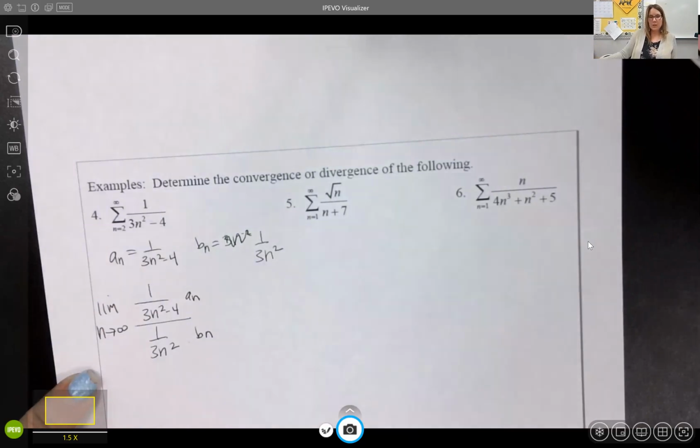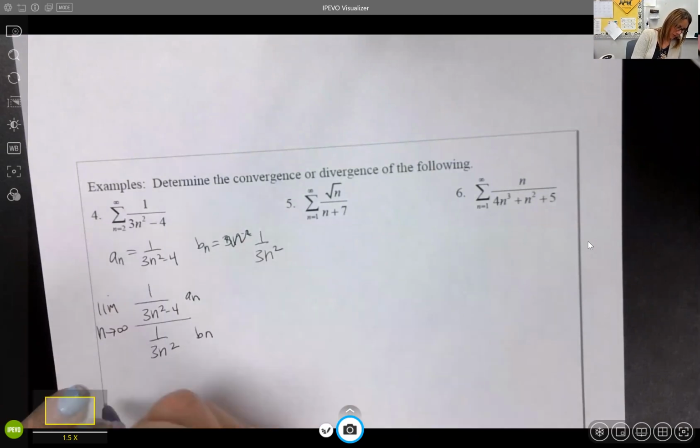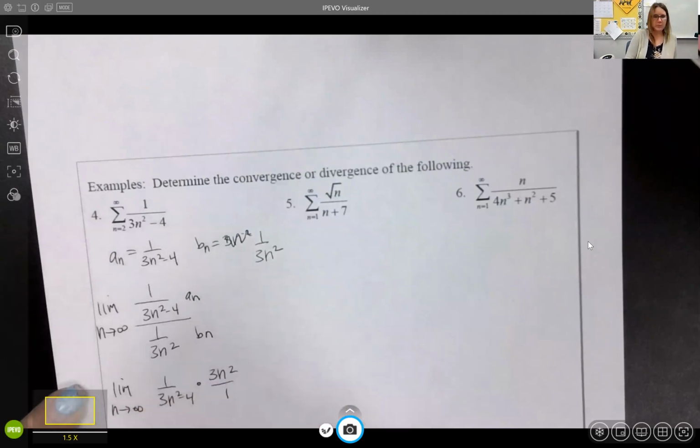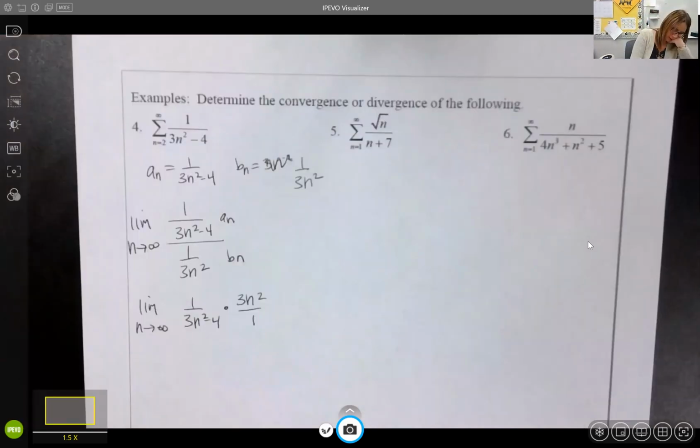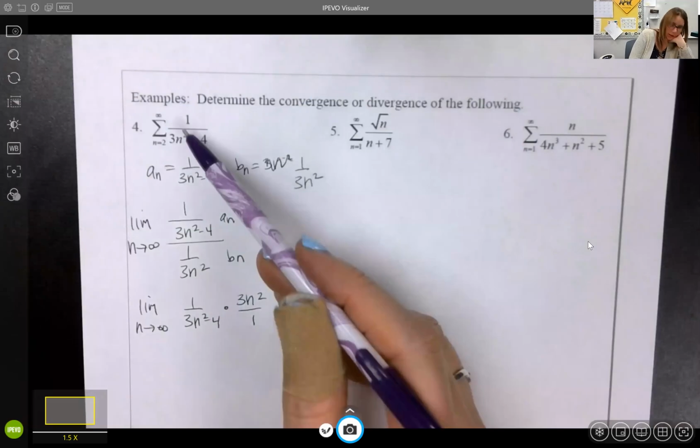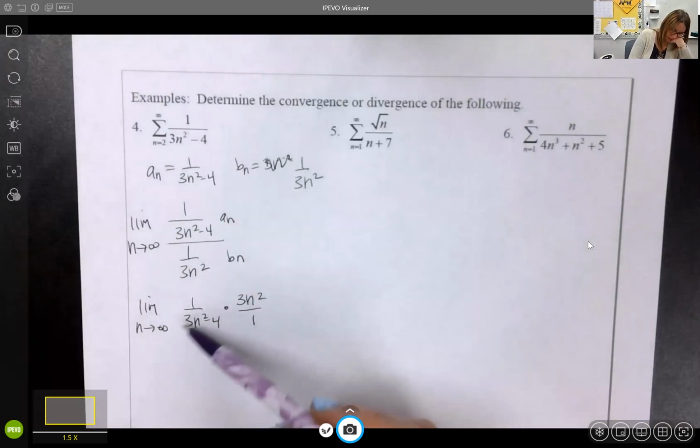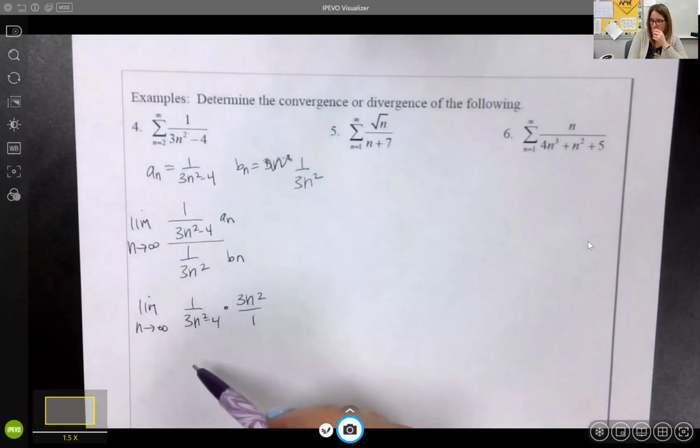Okay, so when we do that, when we divide a fraction by a fraction, it turns into multiplication of the reciprocal. And that will be the only time I'm going to write that whole step out. I'm usually going to go right from here to here. Okay, so I'm dividing these two functions together.